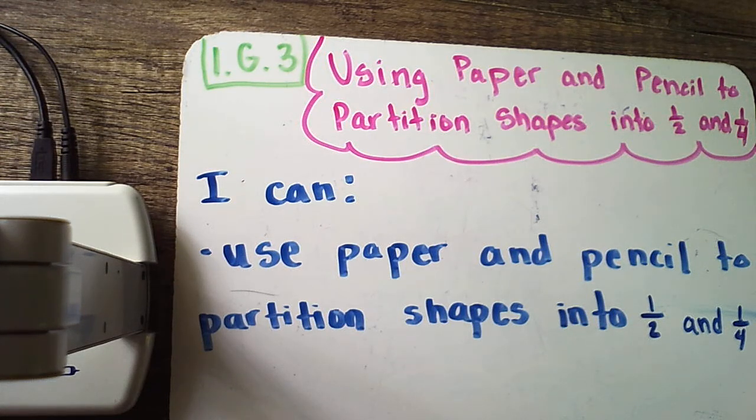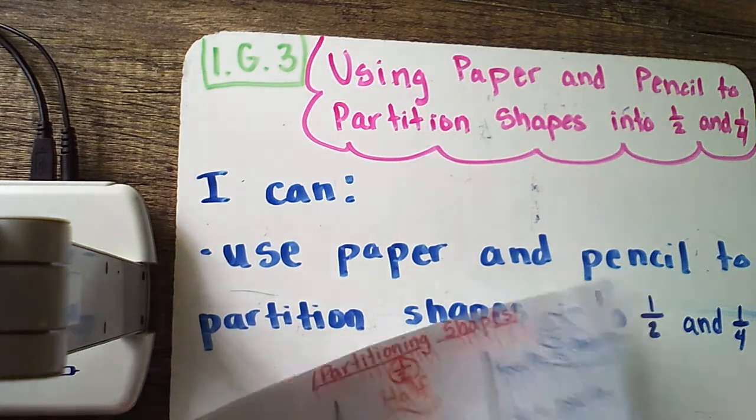So here's our I can statement. I can use paper and pencil to partition shapes into 1/2 and 1/4, and I'm going to show you how I would do it as well as how you can use objects from around your house to get some practice in. So before we start partitioning shapes, let's review some of our important vocabulary.